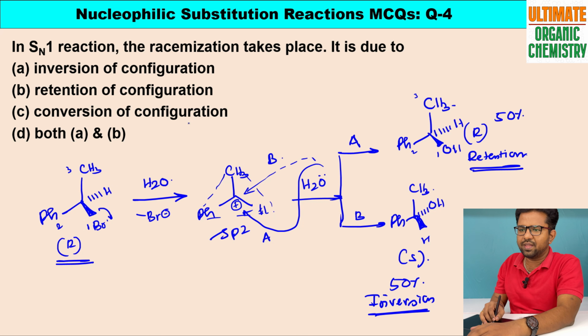So let us look at the options here. Inversion of configuration is not the answer. Retention of configuration is not the answer. Conversion of configuration is not even related to this SN1 reaction. And both A and B, that means both inversion as well as retention will be obtained. So that means the right answer is option D.